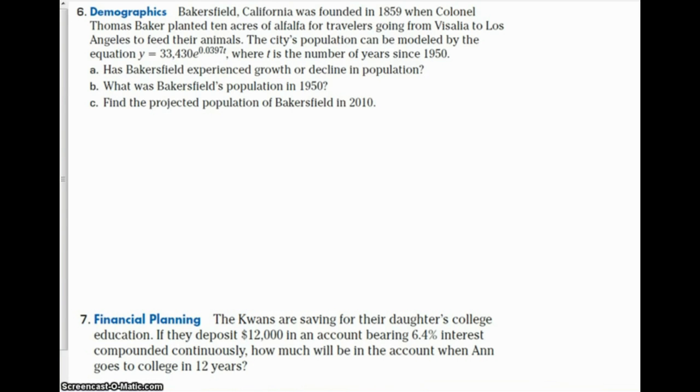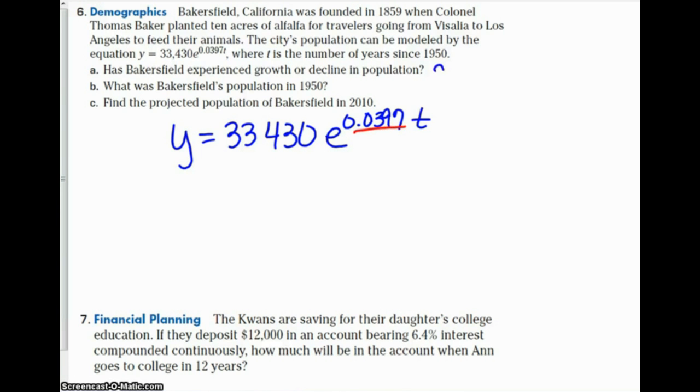So we're going to start with Bakersfield. The first question is, we have this equation: y equals 33,430 e to the 0.0397t. This is an equation that Bakersfield came up with. Because our k, which is shown right here, is positive, we know that we're dealing with growth.